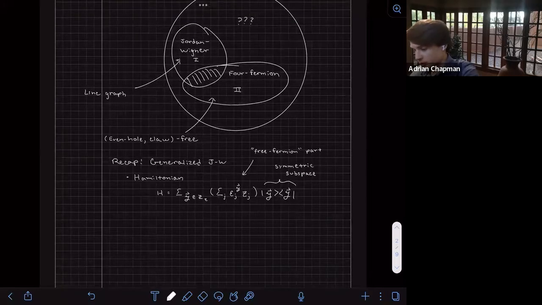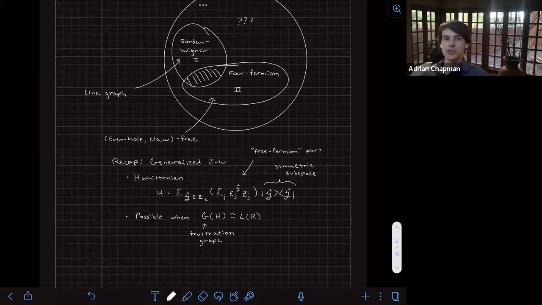So as I said, it's possible when the frustration graph is a line graph of some other graph called the root graph. And so this is the frustration graph. I won't write the full definition here again, but it is the graph of Pauli terms in the Hamiltonian in the given basis, where terms correspond to vertices in this graph, and they're neighboring if the terms anti-commute in the basis given.